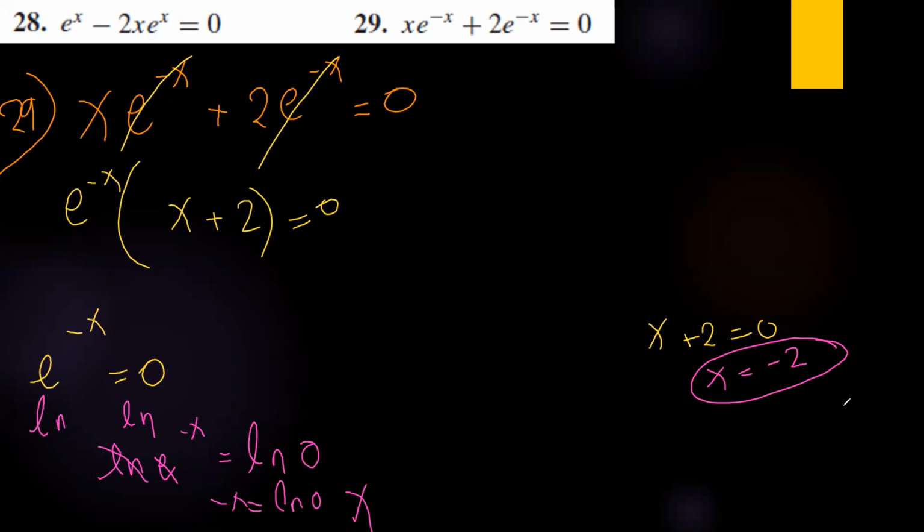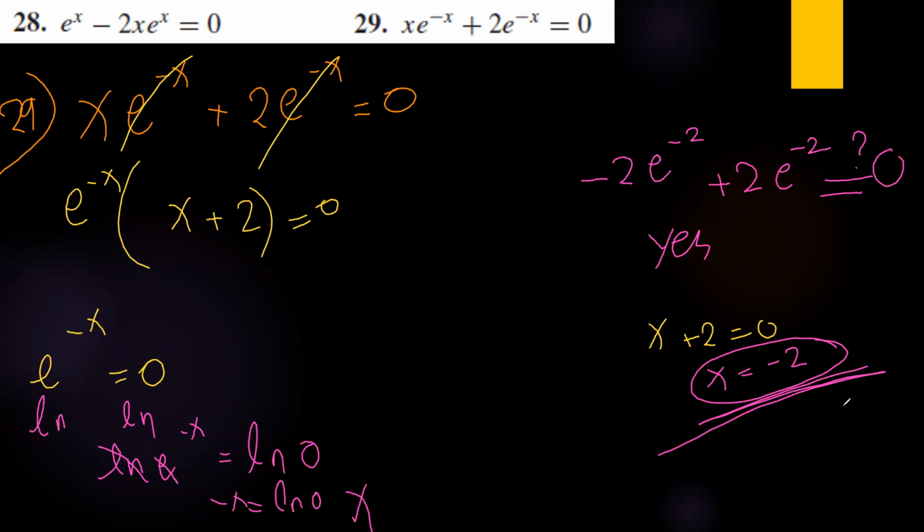Let's try it here now. Negative 2 e to the power negative 2 plus 2 e to the power negative 2. Is it equal to 0? Yes. So I will say that when x is negative 2, this will be our solution. Now, do you have any questions? No, teacher.